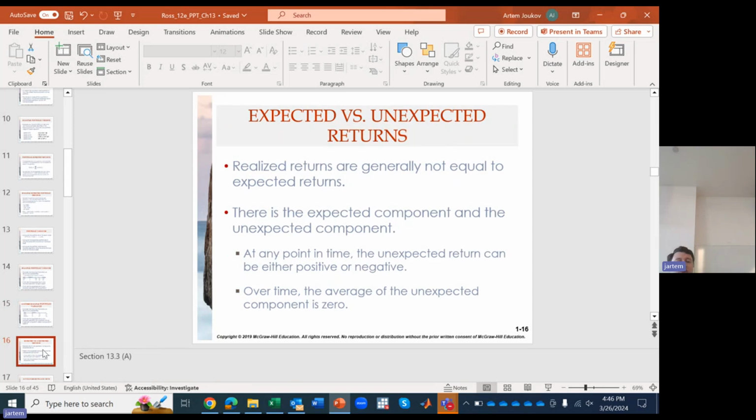Realized returns are generally not equal to expected returns. That's something you guys know. So just be aware that there are things that are baked into the expectation, and there are things that happen that can't be accounted for in expectation. So these are good estimates for what might happen next year.